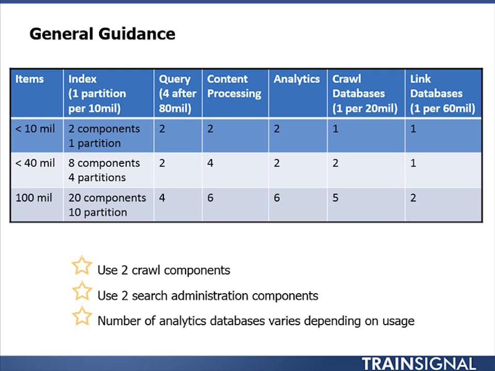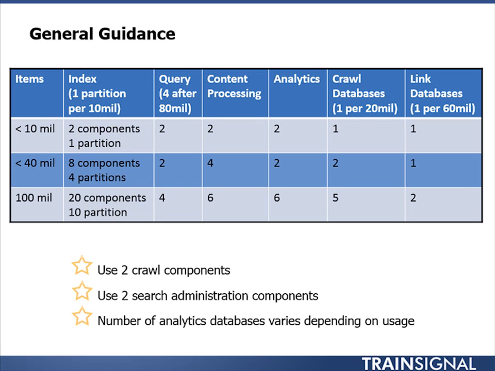For our content processing, it's going to be basically 2 for each 50 million. So you'll notice that if we're less than 10, all we need is 2. Now, our analytics is going to vary a little bit, but generally speaking, if you're less than 10 million items, then you're going to go with simply 2 analytics servers. As far as our crawl database, it's going to be 1 for 20 million. So if you're talking about less than 10 million items, 1 will do just fine for you. And then finally, our link database, where we're able to simply have 1 per 60 million. So you'll notice with less than 10 million, all we need is 1.